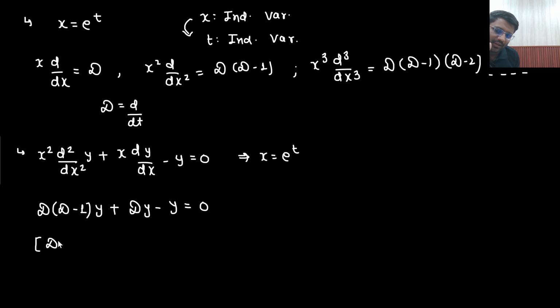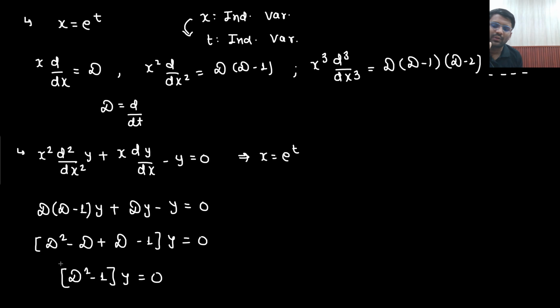Yes, sir, I can take y common. So it will become d square minus d plus d minus 1, y is common, equals to 0. So minus d will cancel out, d square minus 1, y equals to 0. Do you know how to solve this equation? Absolutely, sir. Equals to 0 is there.